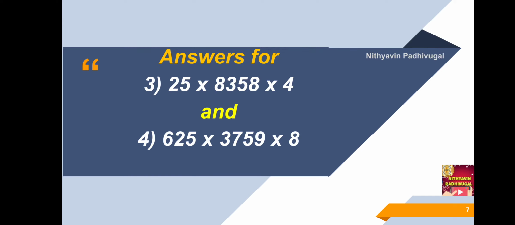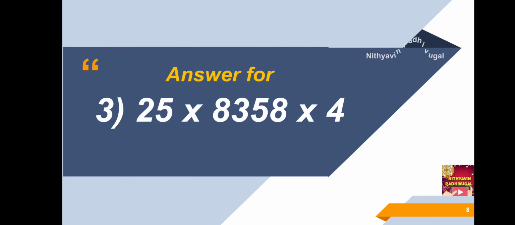And the next two problems are problems with multiplication. We have three numbers to be multiplied together. These problems are also to be done in two different methods. One is the actual method, and the second method will be choosing two numbers at first for our convenience. See, 25 into 8,358 into 4.